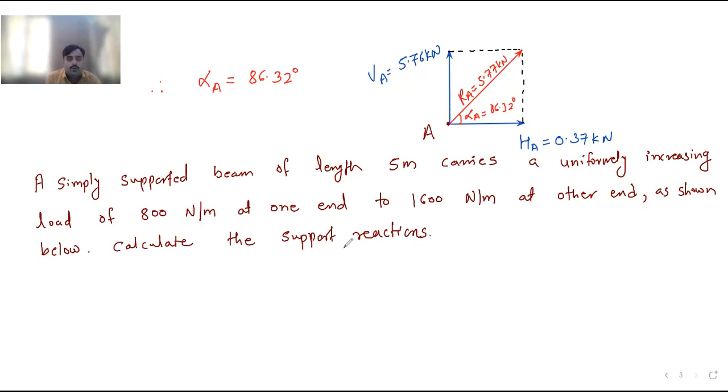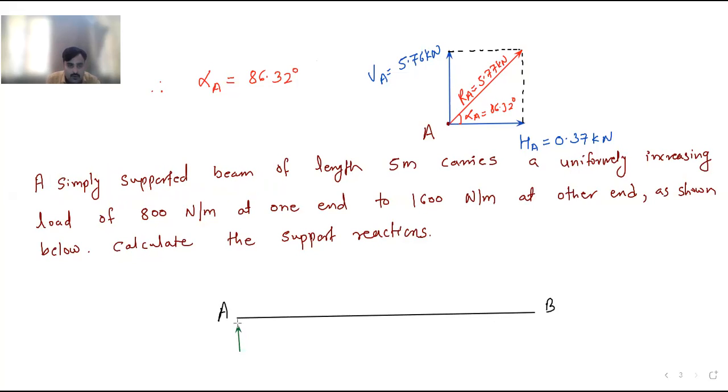So we need to calculate the support reactions. I will draw the diagram. So this is a beam. Now in the problem you can see the statement is a simply supported beam, so the beam is having simple supports. This is my point A. This is point B. At both the points my support is the simple support.